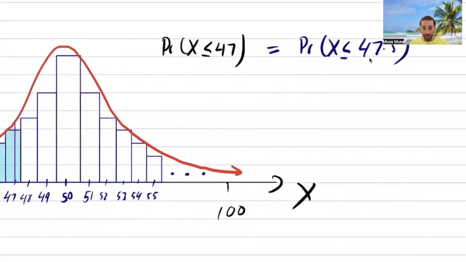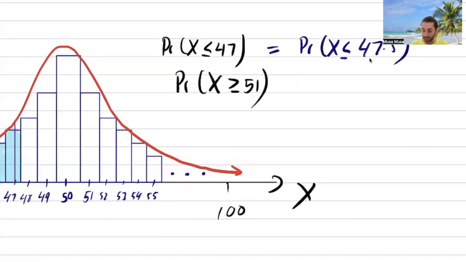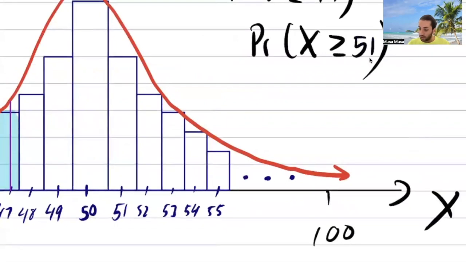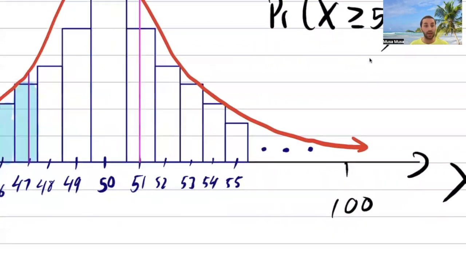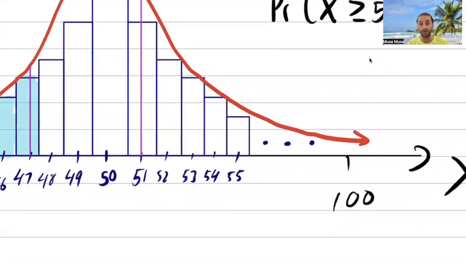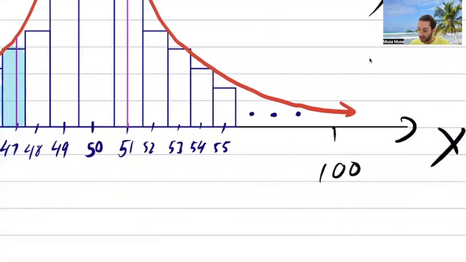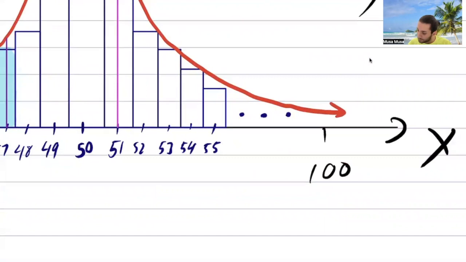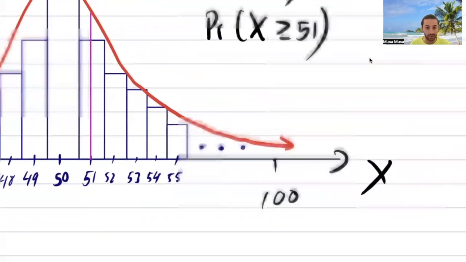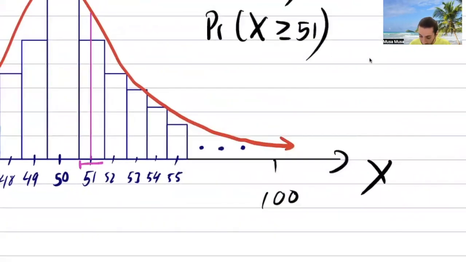Perfect. What about if you wanted to say the probability that X is greater than or equal to 51? You couldn't, just like before, draw a line at 51 and say, that's how I'm going to do it. Because you want to include the entire 51, you will have to minus a half from this, because of course this has a length of 1. So you've got to take a half of it and go back.